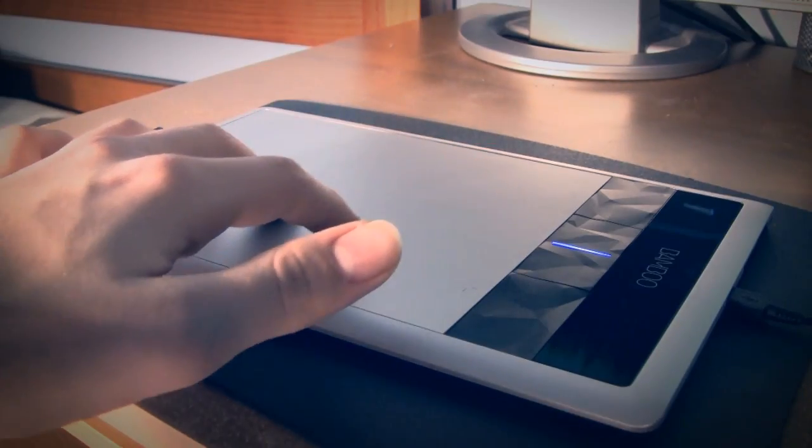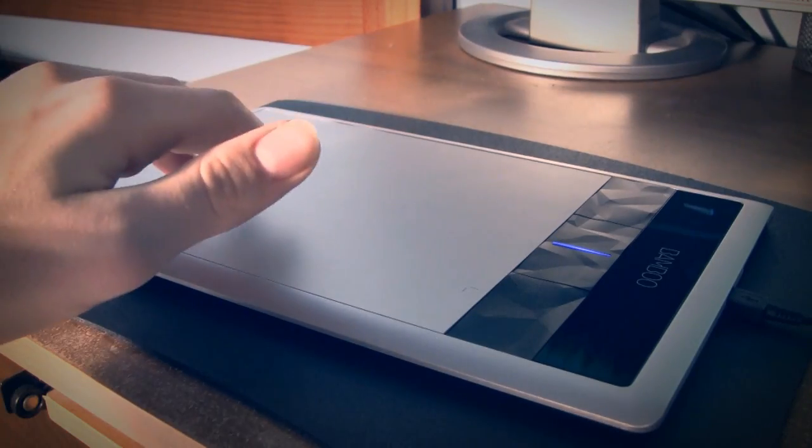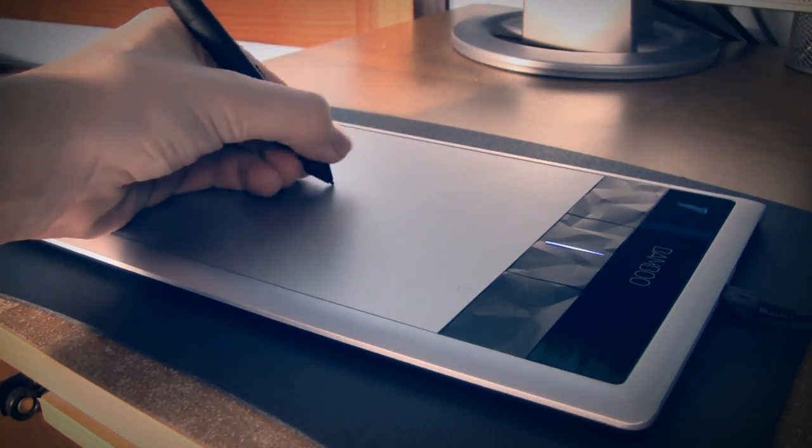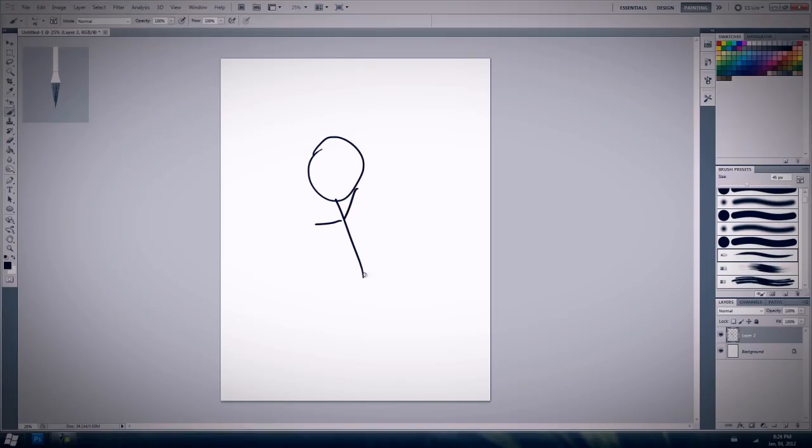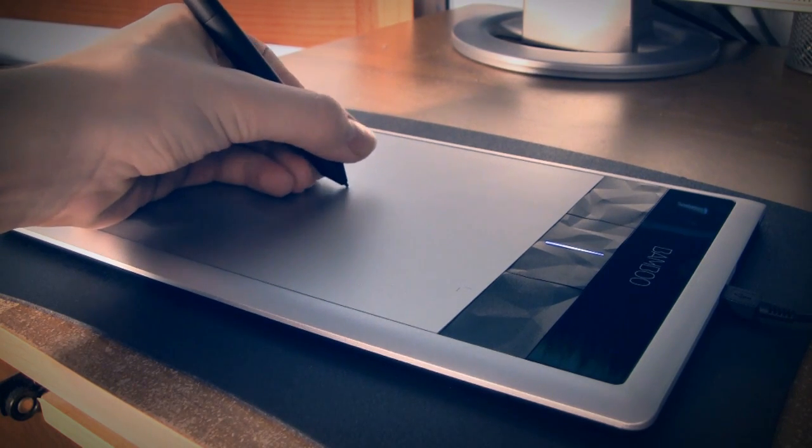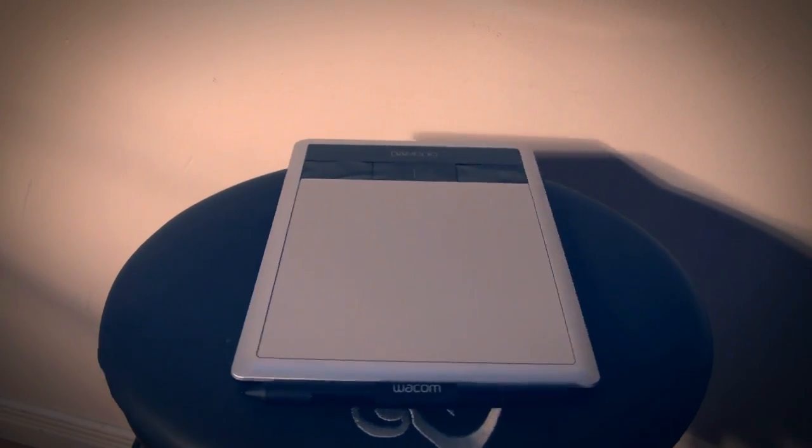Overall, the tablet is very fun to use and is definitely worth the price point, giving you the functionality of a multi-touch trackpad with the usage of accurate pen input. If you're in the market for a graphics tablet to draw digital art, or just want to retire your mouse, the Wacom Bamboo Capture is a great option for you.